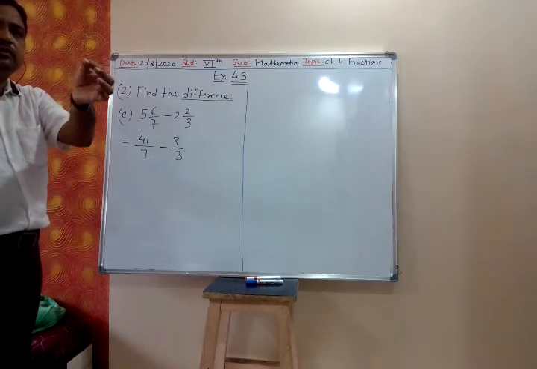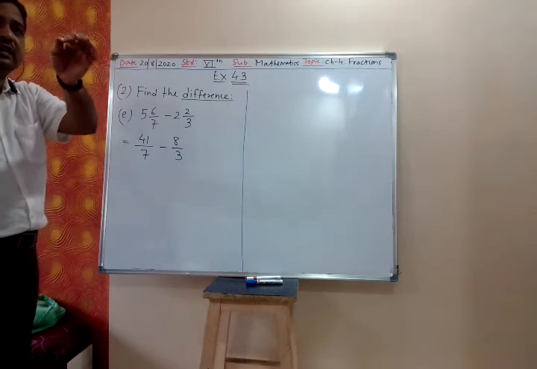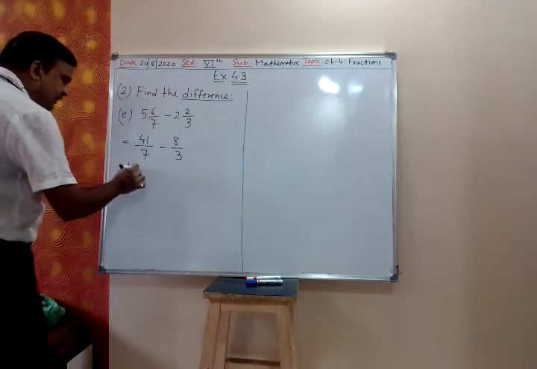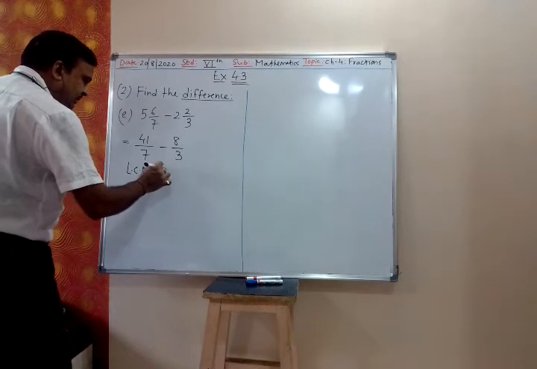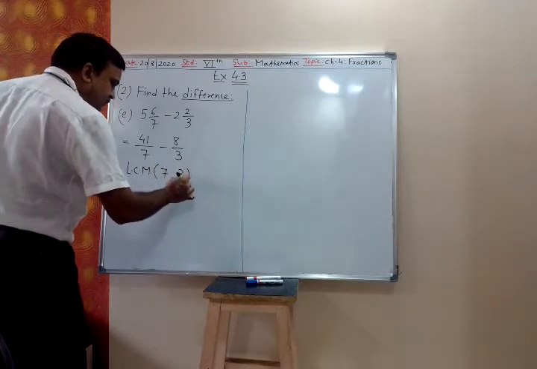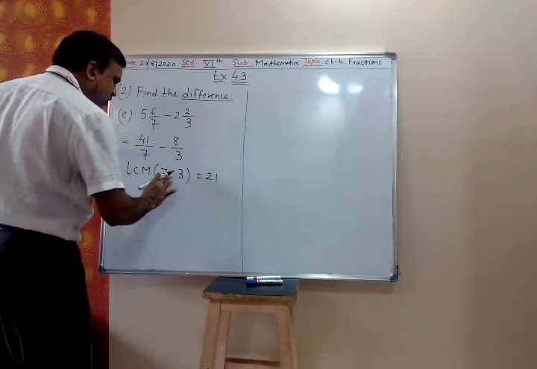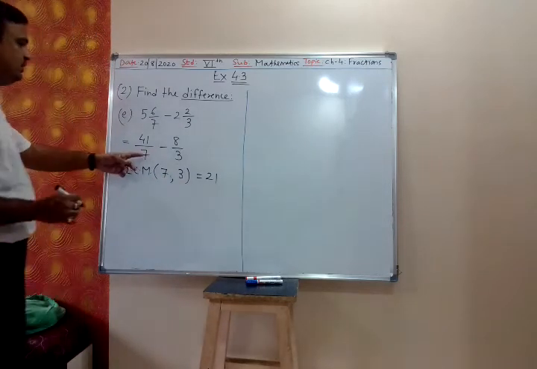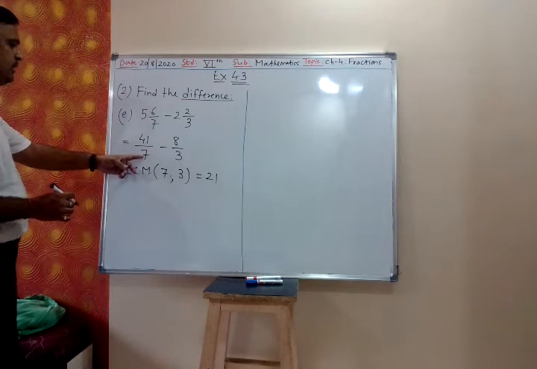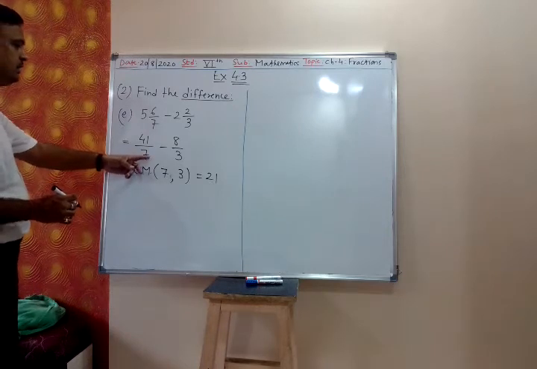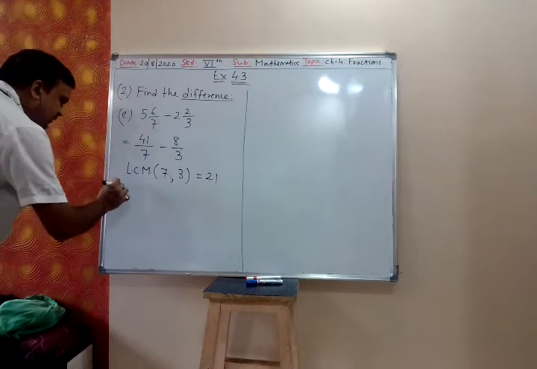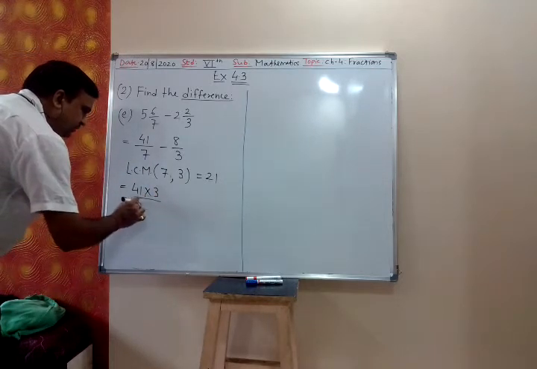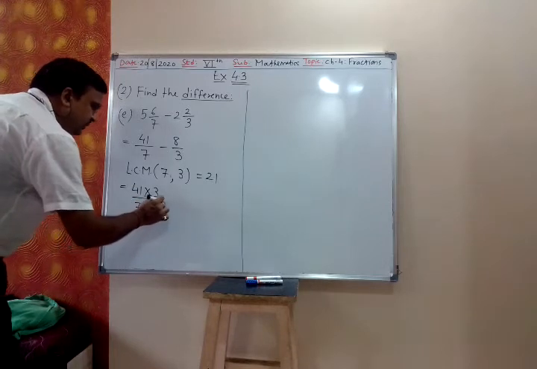So our first job is to convert them into like fractions by taking the LCM of the denominators. LCM of 7 and 3 is 21. By the common division method you can find. So LCM of 7 and 3 is 21. So we convert this denominator 7 into 21. So we multiply and divide by 3. So that will be 41 into 3 upon 7 into 3.